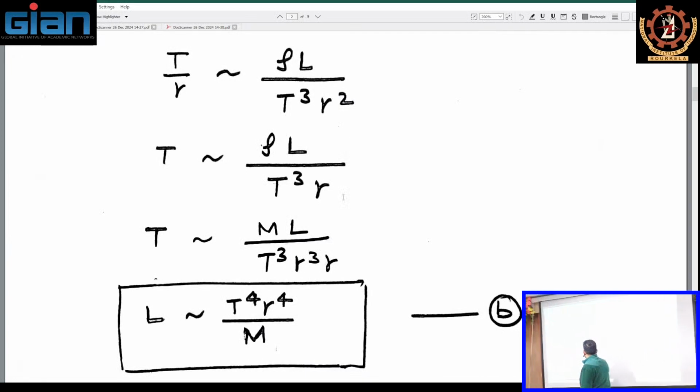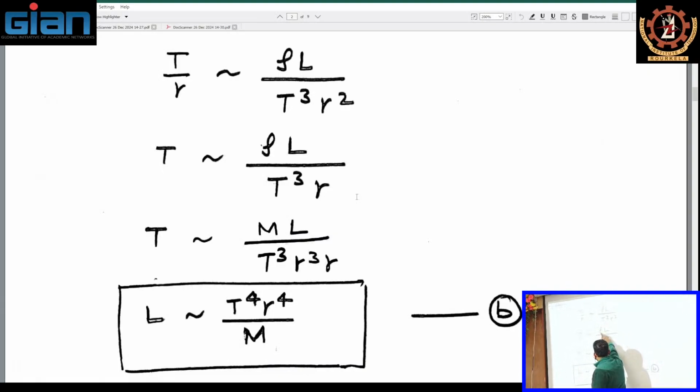If you write T here, you see obviously T is proportional to rho into L divided by T cube R, and if you write this entire expression in terms of L, so you have this T and T cube, which will become T to the power 4, and then you have R cube. If you convert this rho into M divided by R cube, obviously the density is nothing but mass divided by the volume, and volume is being represented by R cube.